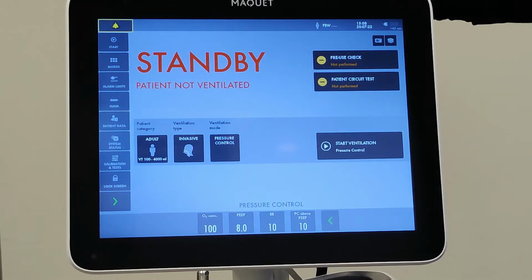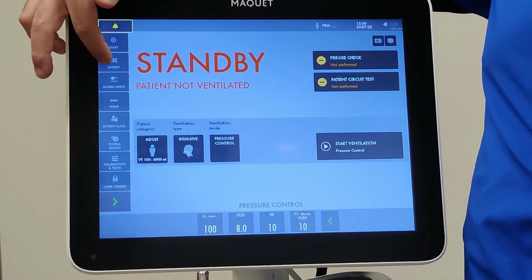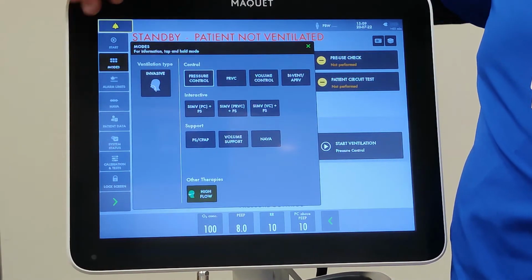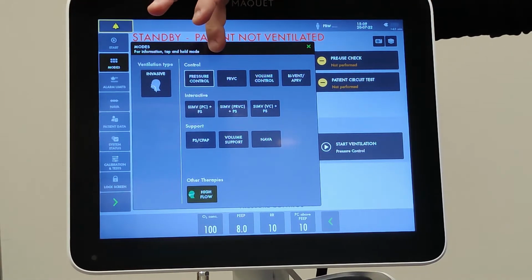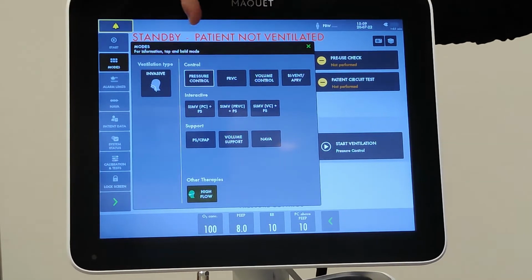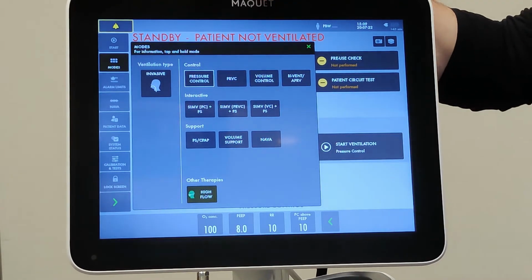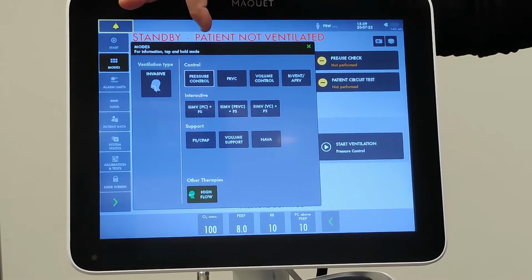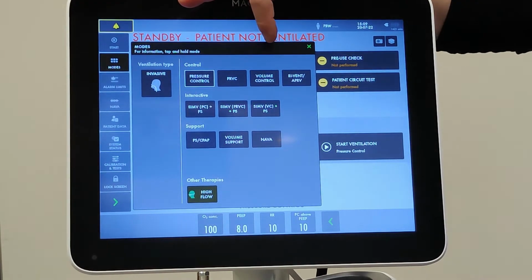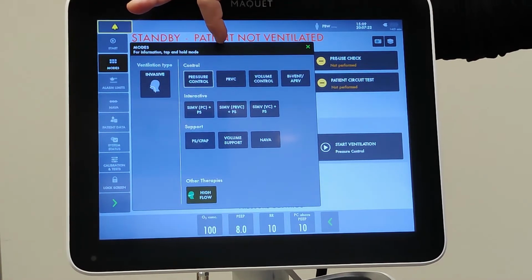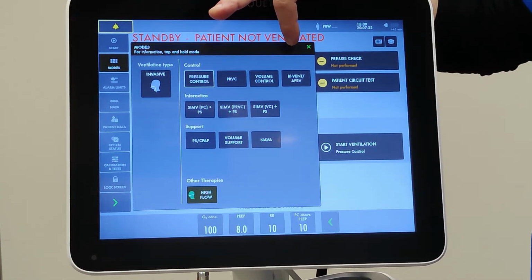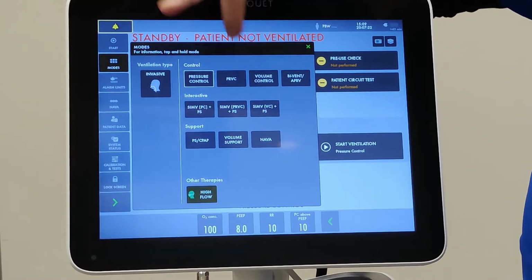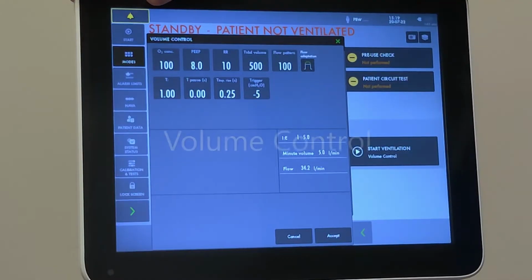Okay, so first things first, we're going to show you how to change the modes. So you go here to modes, and it's going to give you different options: control modes, interactive modes, and support modes. In the control modes, which we'll go over first, we're going over volume modes and pressure modes. When we're talking about volume modes, we're talking about volume control and PRVC. When we're talking about pressure modes, we're talking about pressure control and BiVent, APRV. So we'll start right now with volume control mode.